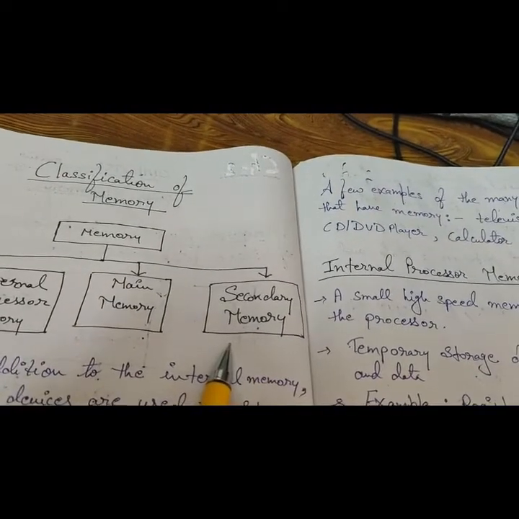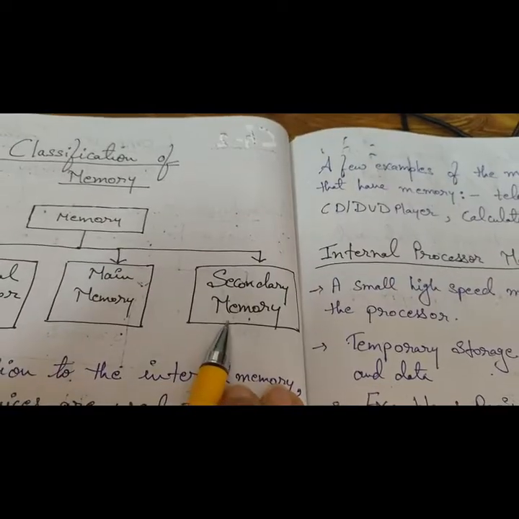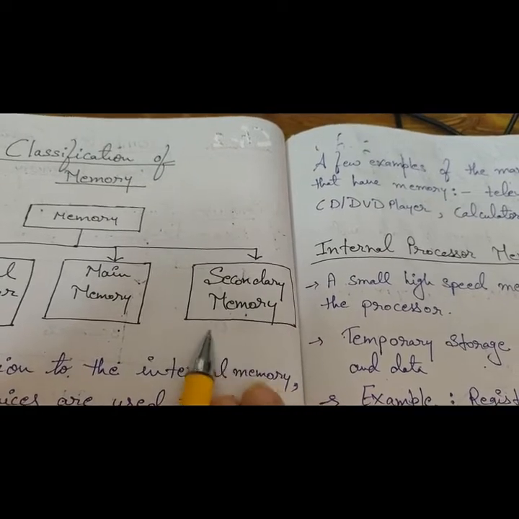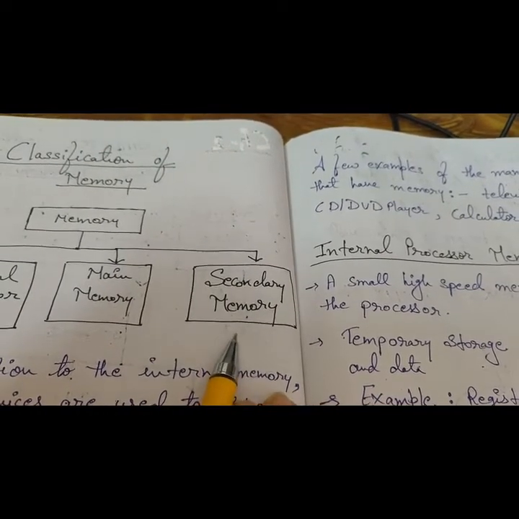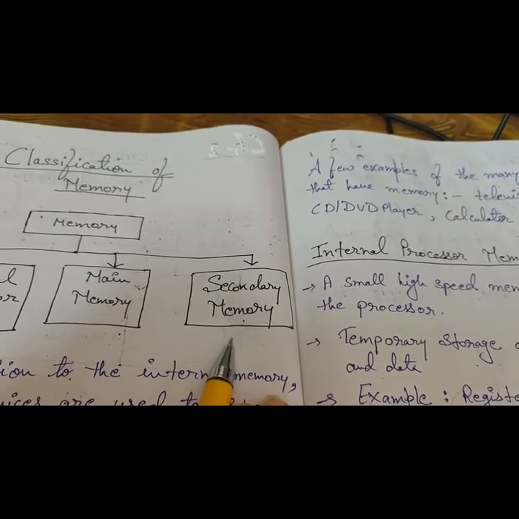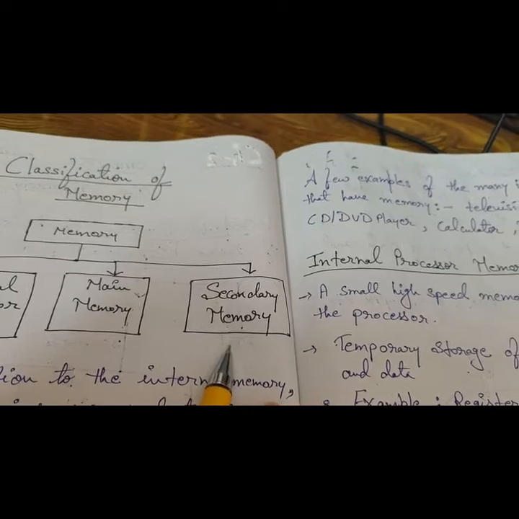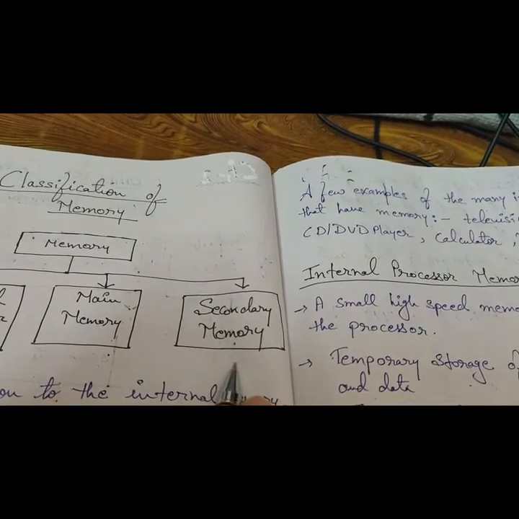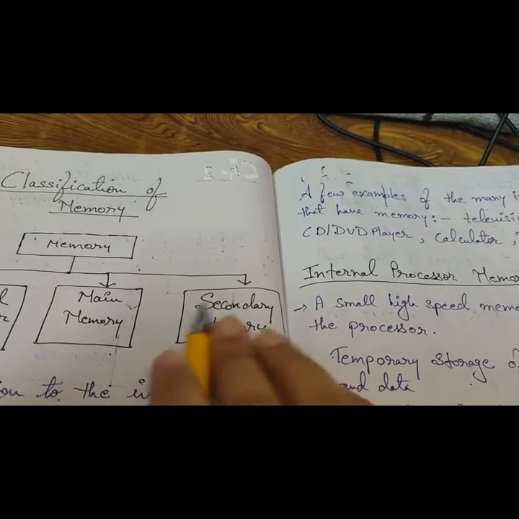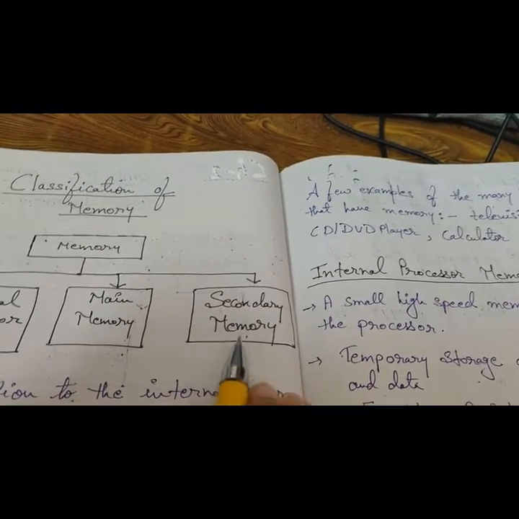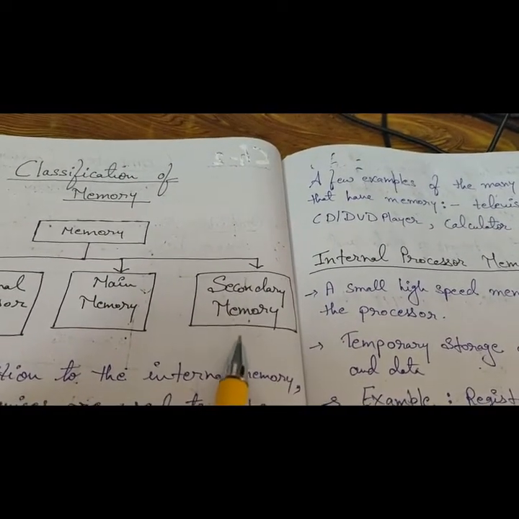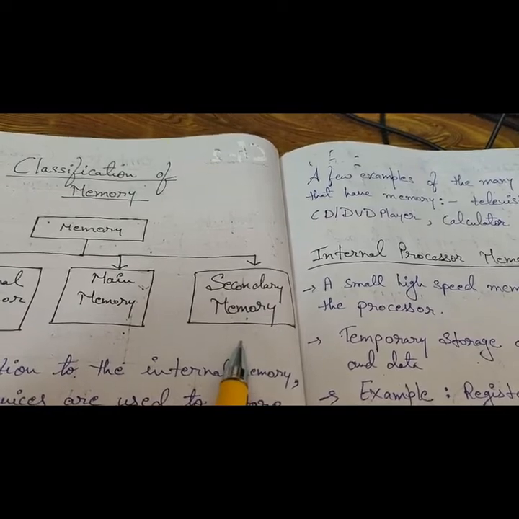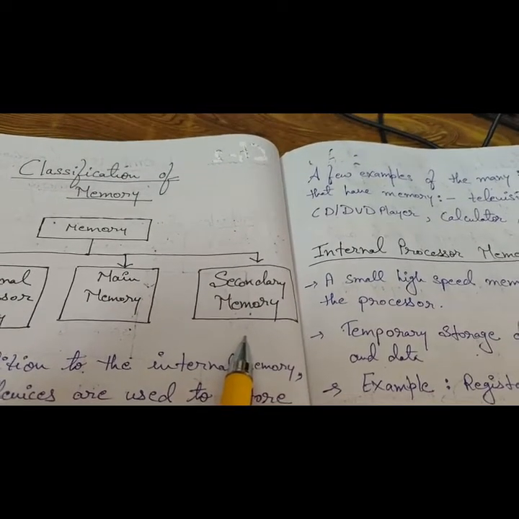What is secondary memory? It is much larger in capacity than main memory, but it is slower than main memory. The data and instructions are stored permanently. The examples are, you know, hard disk, CD-ROM, DVD-ROM, pen drive, etc.